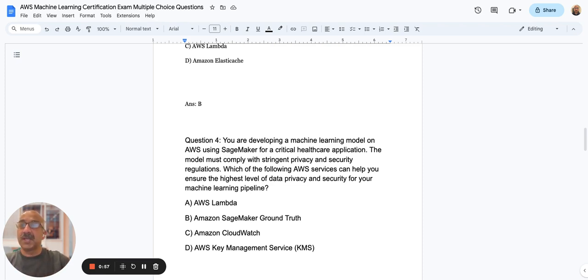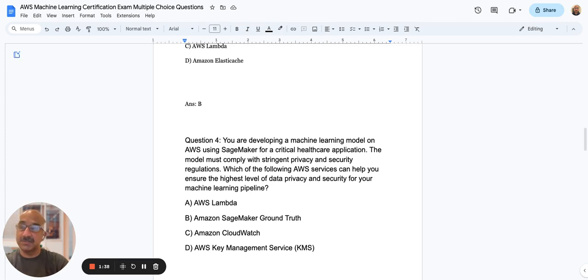So here, if you look at the options, Lambda really doesn't have a whole lot to do with privacy or security. It's just another way of having code run on AWS. It almost doesn't have a whole lot to do with machine learning anyway. SageMaker is the main platform for all the deep learning stuff that you do on AWS. Ground Truth is basically a way to get feedback from humans to label data so that the computer knows what the correct answer is to begin with when you are training it. CloudWatch is just the monitoring piece on AWS, so it doesn't really have anything to do with privacy or security.